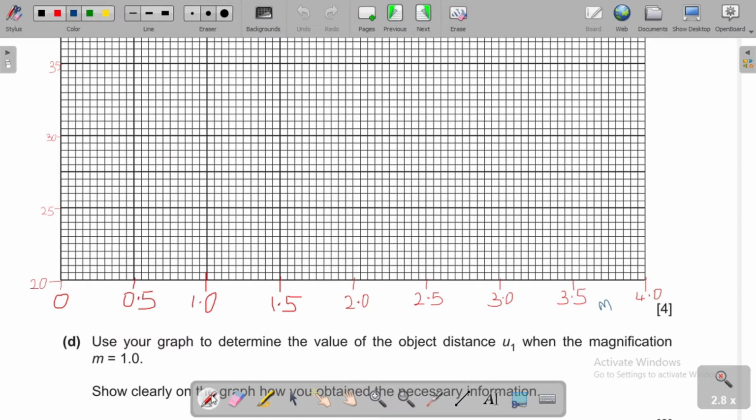So let's mark our m. This is 3.5, 3.6, 3.7, 3.8, 3.9. So this is 3.5 and this will be 3.55. 3.55. Let's see.